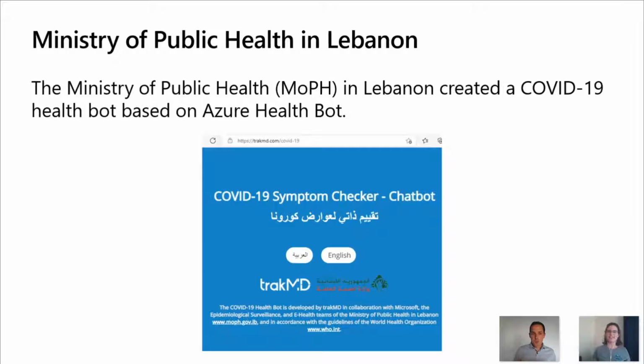So now let's move to the second case study for the Middle East. That is the Ministry of Public Health in Lebanon, which has created a COVID-19 health bot based on Azure Health Bot. The bot was developed by TrackMD along with the epidemiological surveillance and e-health teams of the Ministry of Public Health in Lebanon, and in accordance with the guidelines of the World Health Organization.